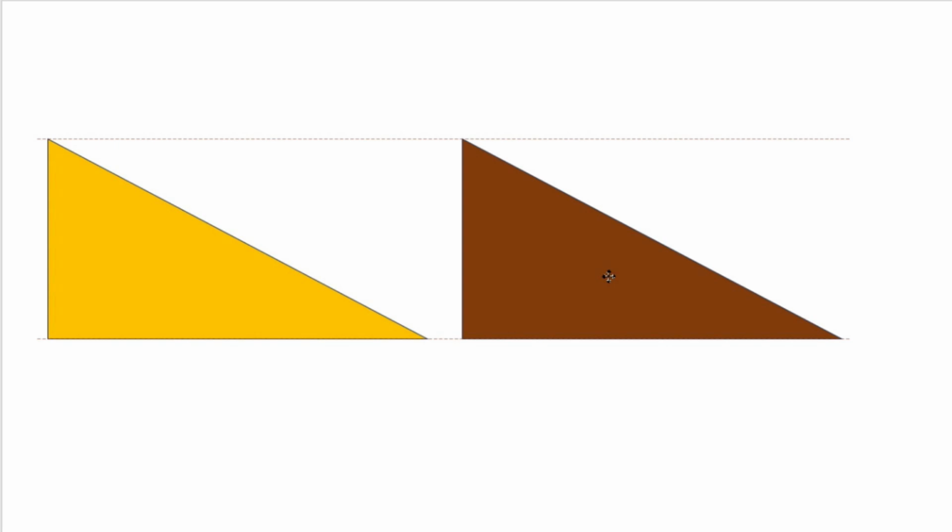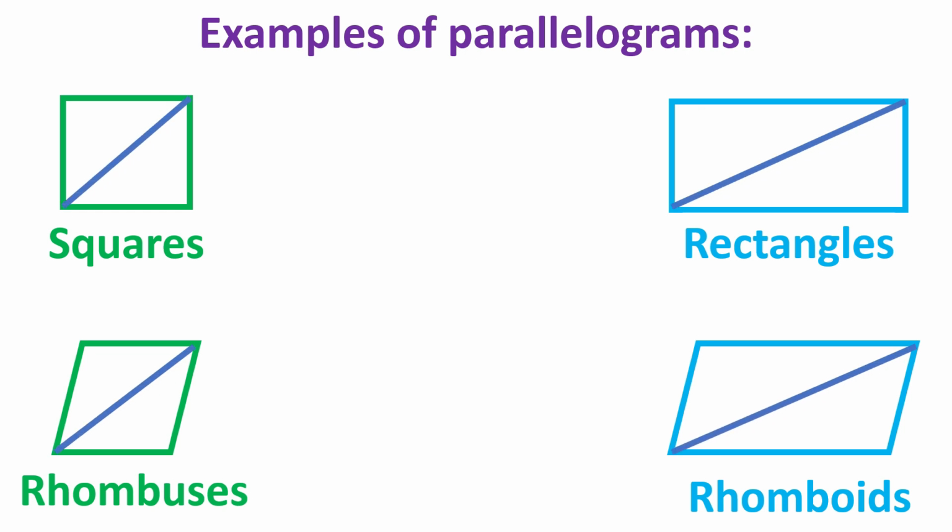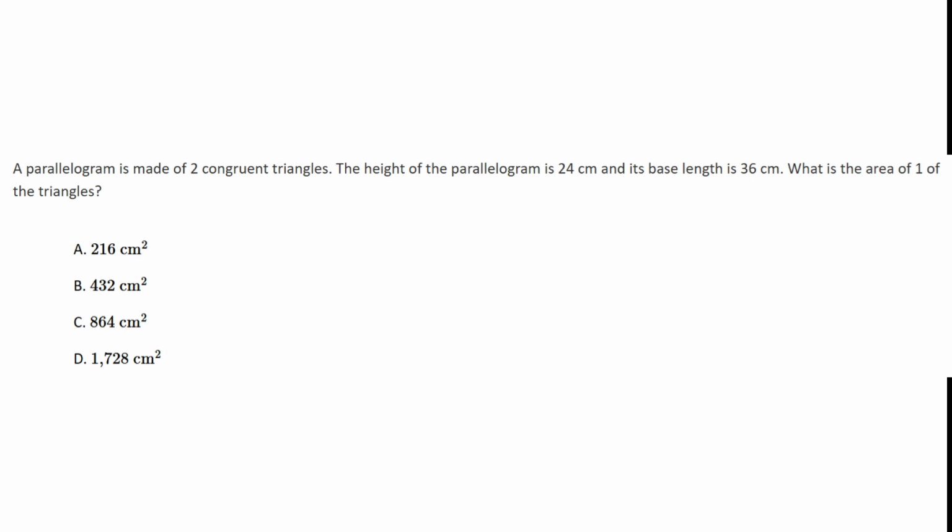These 2 triangles are congruent and came from our parallelogram. In future, you can remember that whenever we cut any parallelogram in half by drawing a line between 2 corners that are diagonal to each other, then we will always make 2 congruent triangles. This fact may be useful for future math tests. The question asks us to find the area of one of these triangles. So let's focus on the yellow one that's on the left.